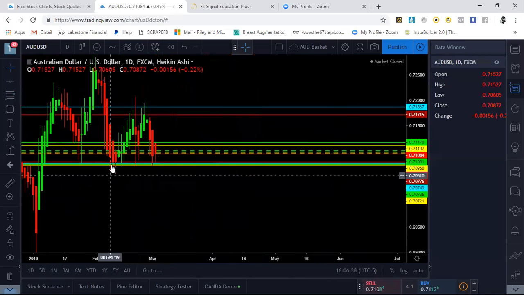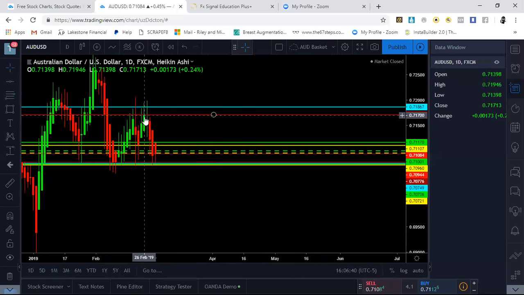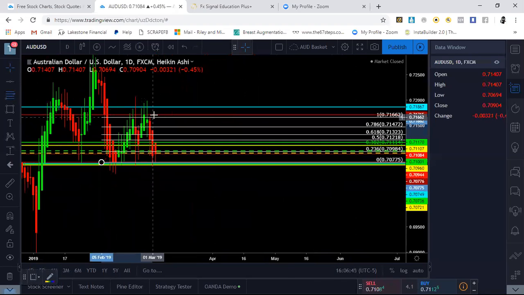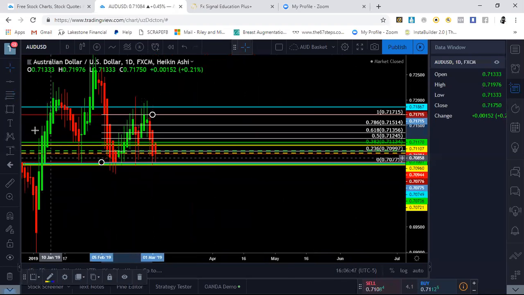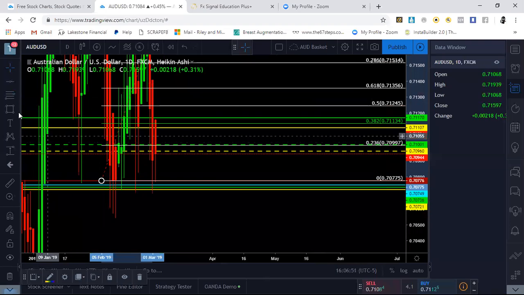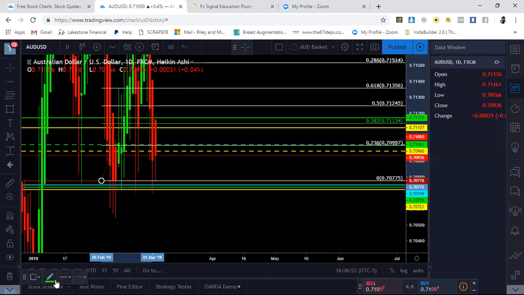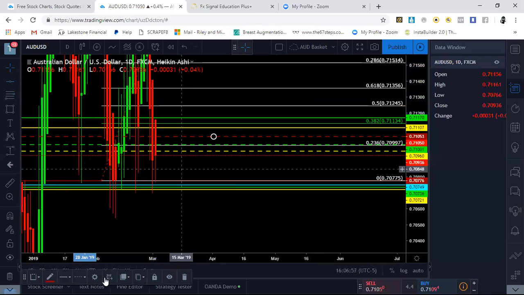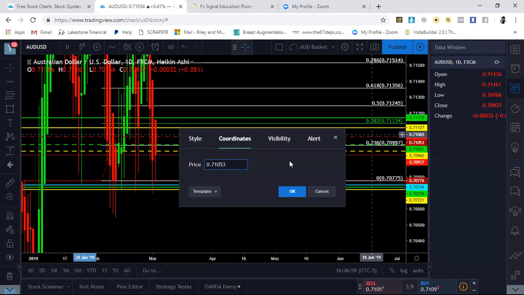Okay. I'm going to go swing low to swing high. Okay. Because that was the momentum of the range. Out. On our dotted line, the same color as the time frame, burgundy. Hit settings, 71134.